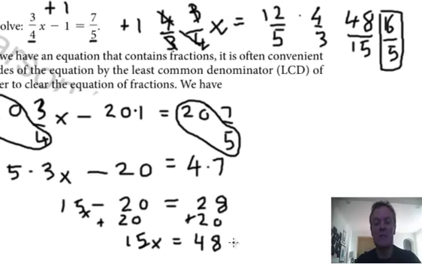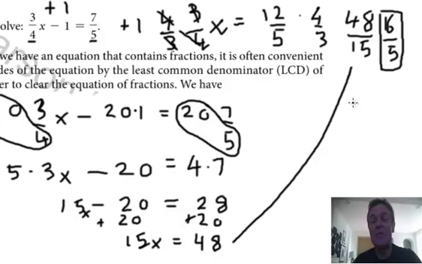Now, hopefully you can see, if I divide both sides by 15, I'll end up with 48 over 15, which reduces to 16/5. There we go. So I just multiplied everything by the lowest common denominator to get rid of the denominators. No fractions. Let's have a look at another question.